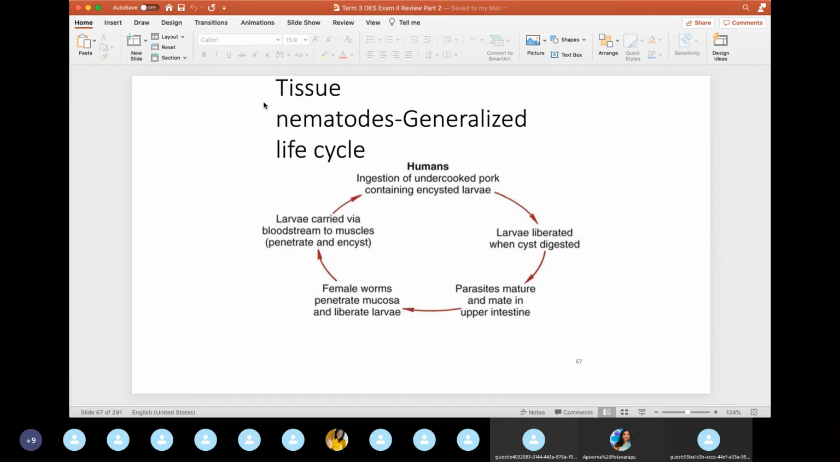So there's another, put a star here. A generalized life cycle of your nematodes. Basically, undercooked food, fecal-oral route. And then the larvae migrate to something, and then penetrate and encyst in your body.